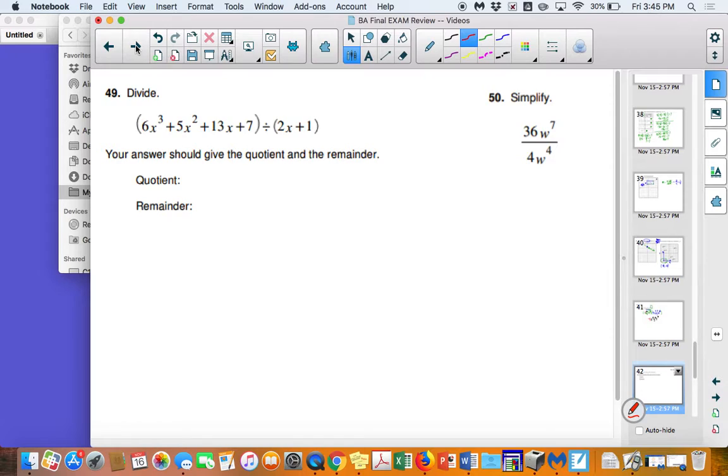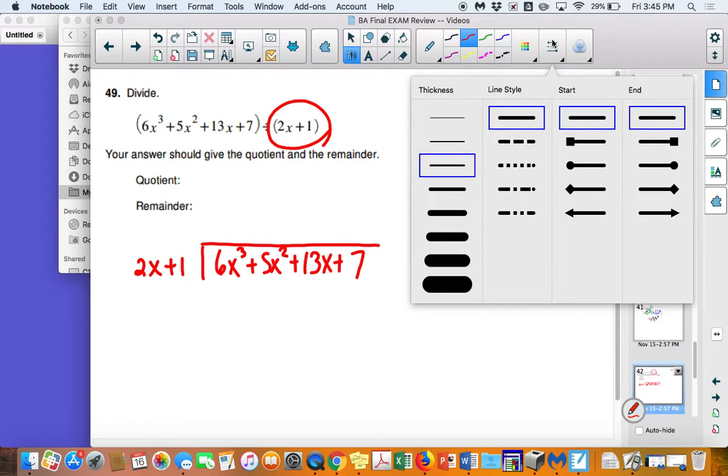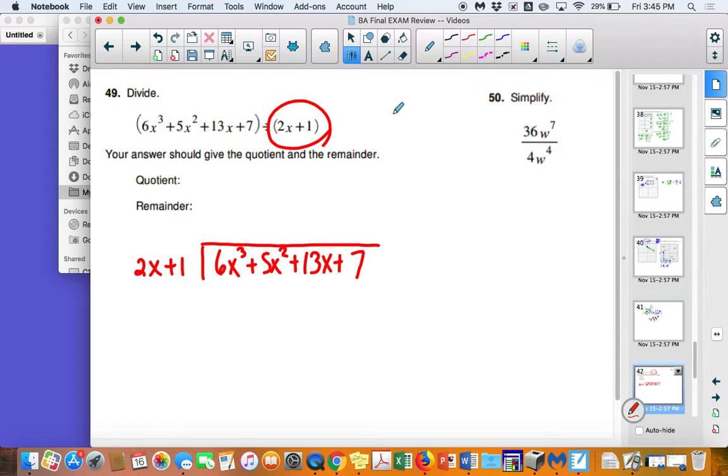All right, so here we go back to division, and once again, check it out. What are you dividing by? Ooh, that's a binomial, so this is the hard one. We got long division. So let's set it up. We're dividing by 2x plus 1, and we're going to put 6x cubed plus 5x squared plus 13x plus 7 underneath the little house. Let me see if I can shrink my pen. Okay. All right. Start back over.